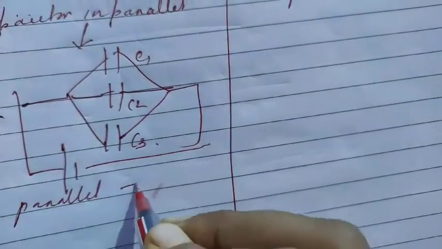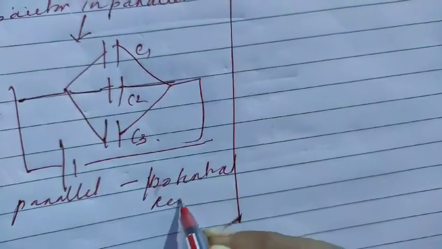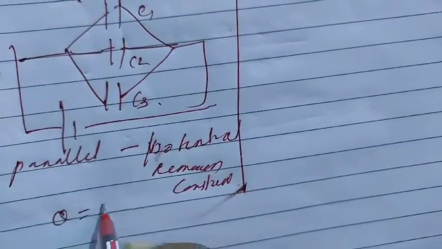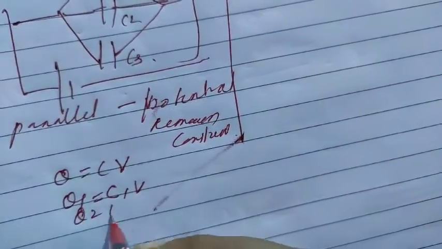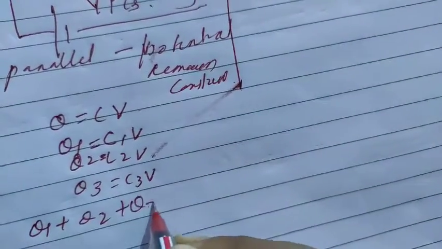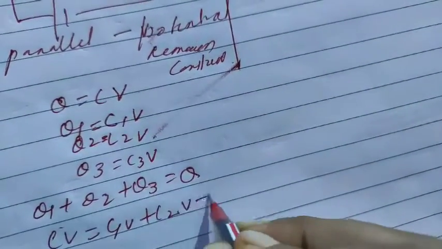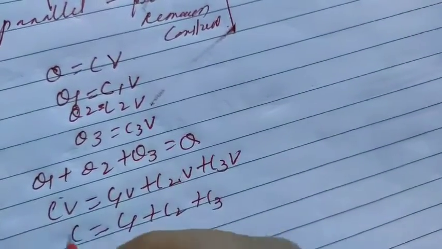So in parallel, student, what remains constant? Your potential remains constant. Clear? So the formula you all know, Q is equal to CV. So Q1 is equal to C1V, Q2 is C2V, and Q3 is C3V. So the net charge is Q1 plus Q2 plus Q3. That is Q, so Q is CV, which is C1V plus C2V plus C3V. Remove V common, so C is equal to C1 plus C2 plus C3. This is the formula for parallel.